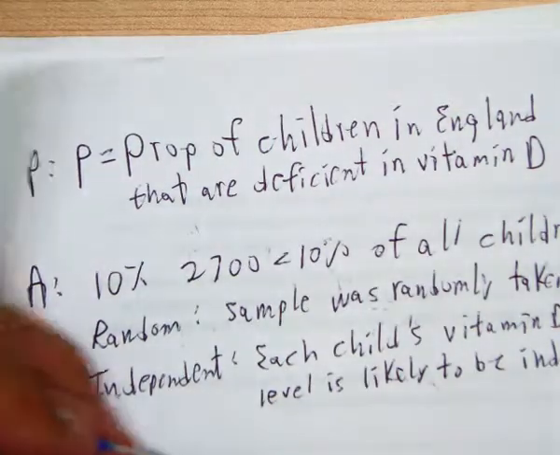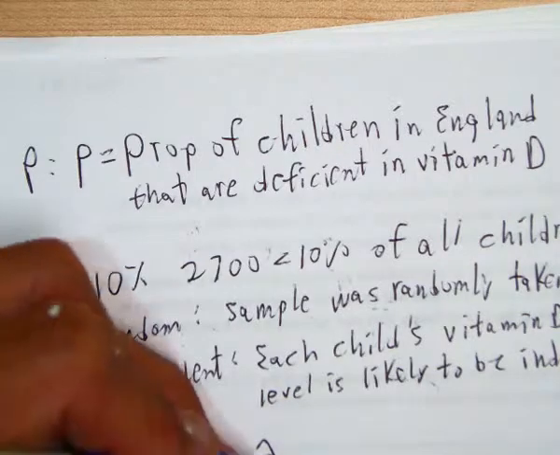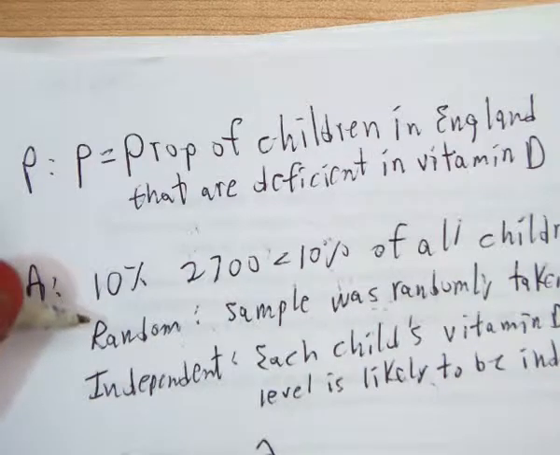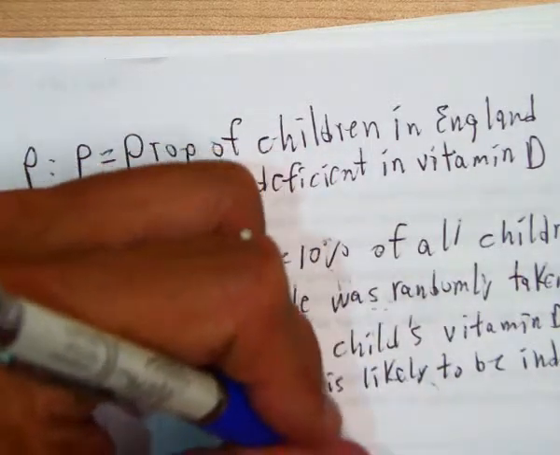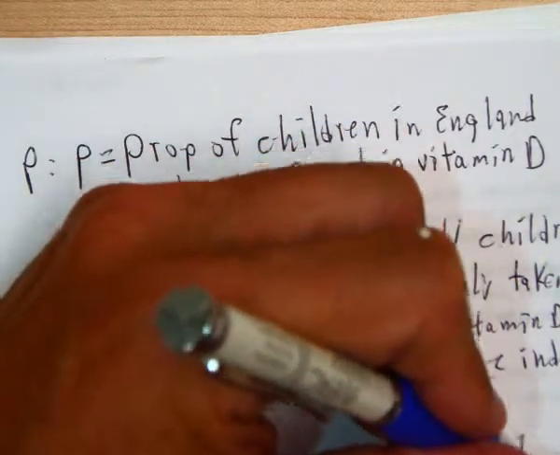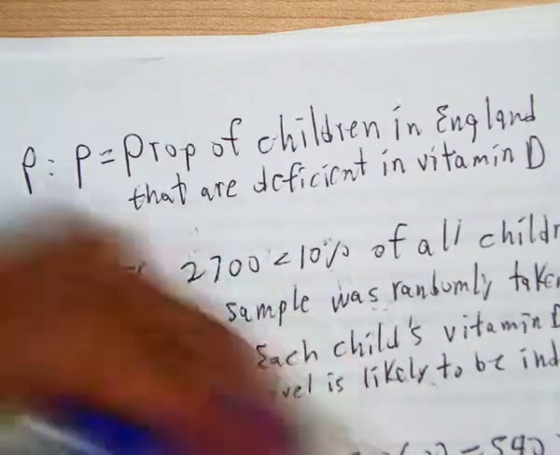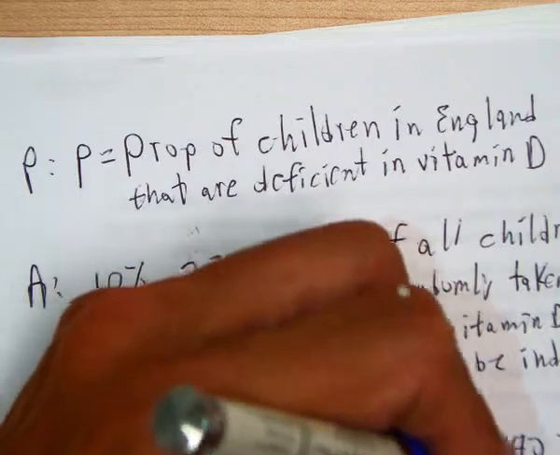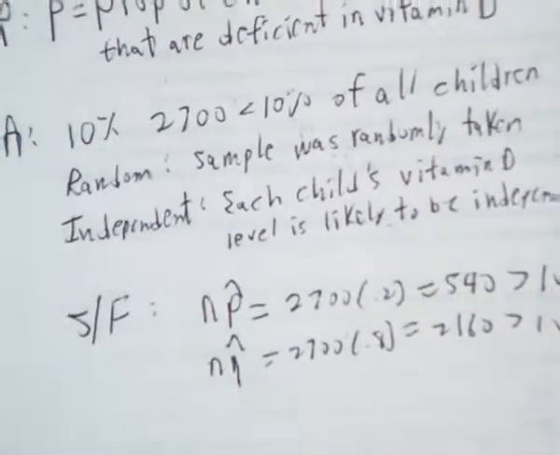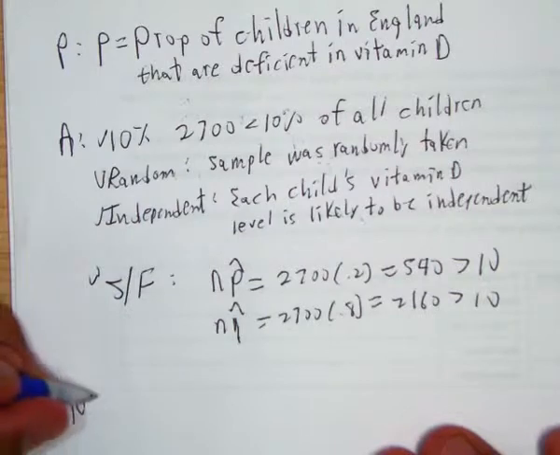Success failure. So let's do n p hat, n q hat, and let's see what we got here. So n p hat, 2,700 times 0.2, and that's 540, and that's greater than 10. 2,700 times 0.8, that equals 2,160. That's greater than 10. So we're good to go. Let me zoom this out a little bit. There you go. So you got all four conditions met in the test.